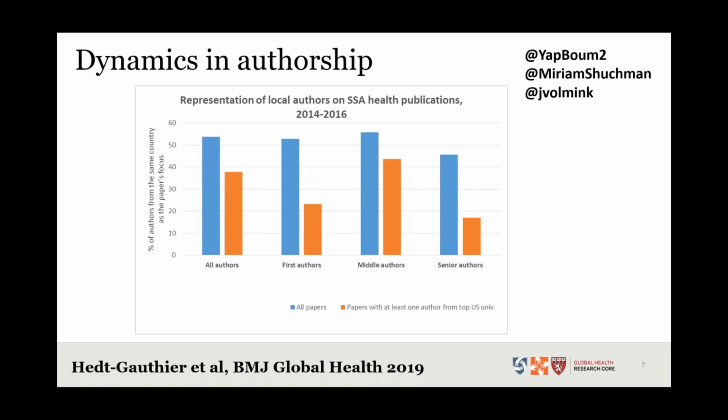However, and interestingly, as soon as any of the collaborators on the paper were from a top US university, the representation dropped overall from 50% to around 38%, and dropped most pronounced in the first and senior authorship position. And to me, this really does demonstrate how certain institutions and individuals within those institutions might be contributing to issues around inequity.